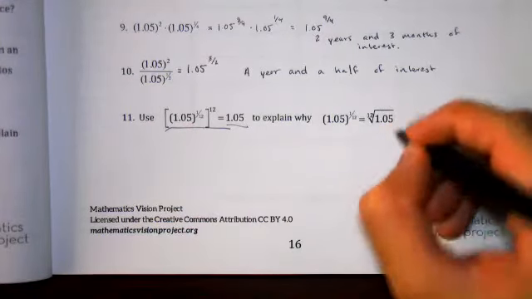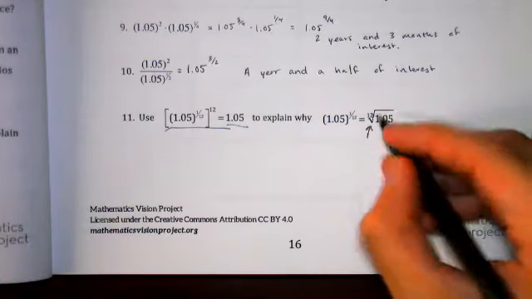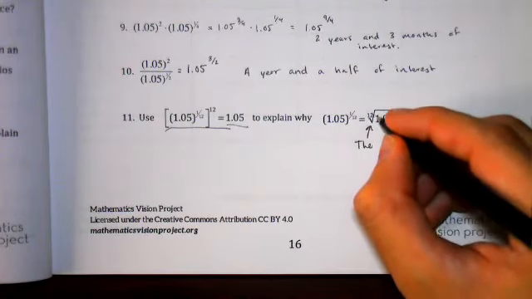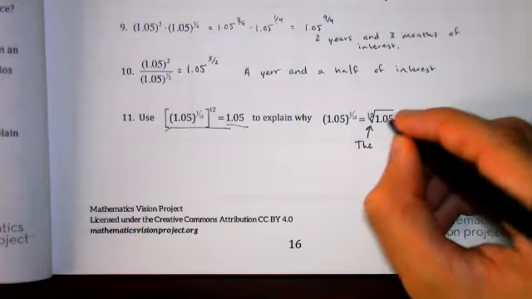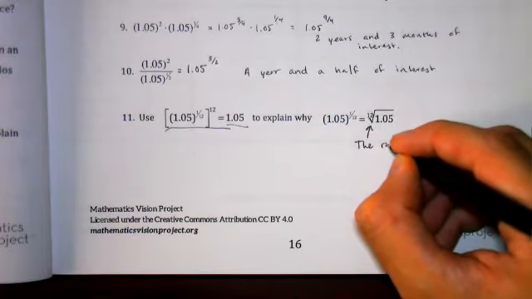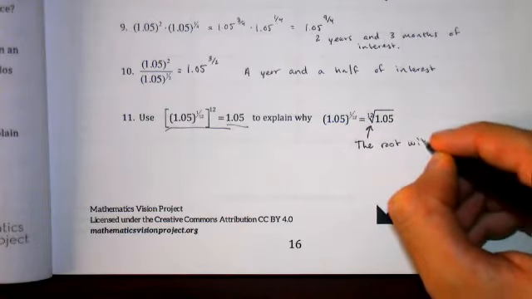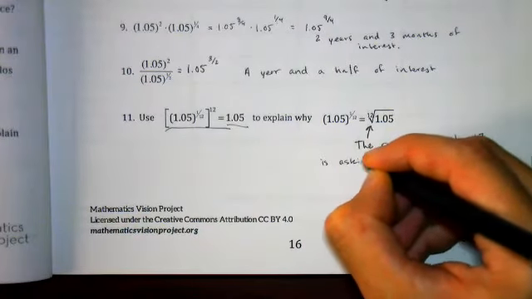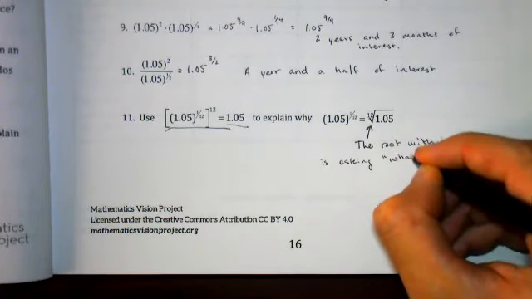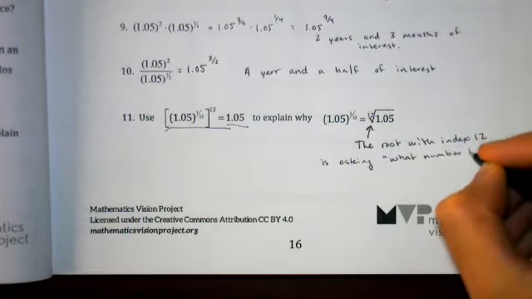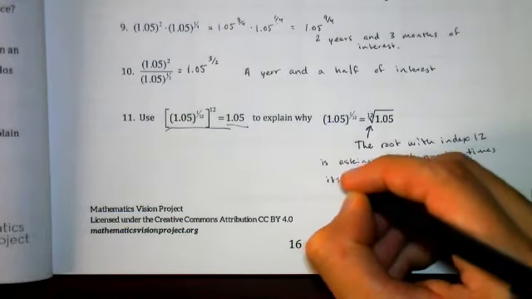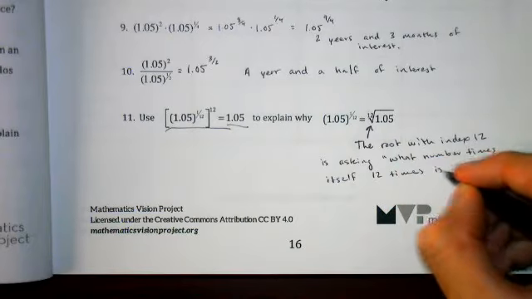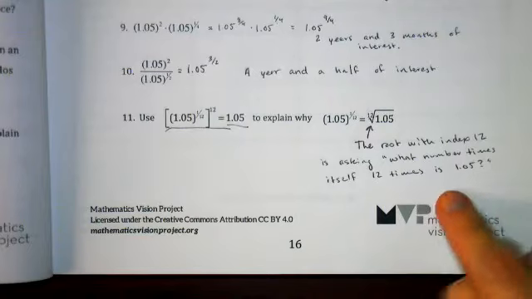In order to explain why this is true, we have to know that when you take a root with an index, the question it's asking is, what number times itself 12 times equals 1.05? So I'm going to write that down. The root with index 12 is asking what number times itself 12 times is 1.05. That's what it's asking.